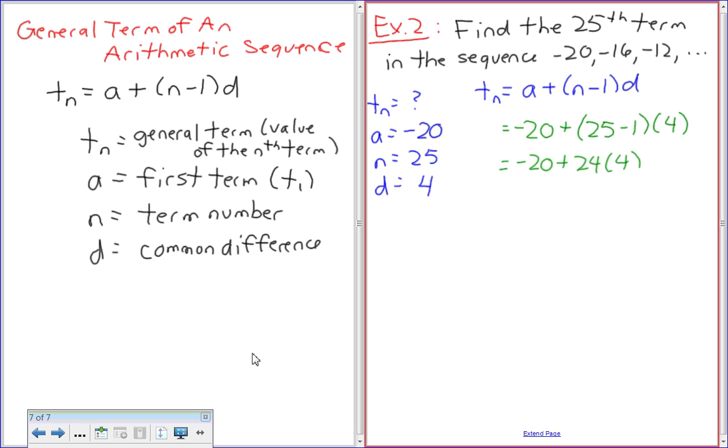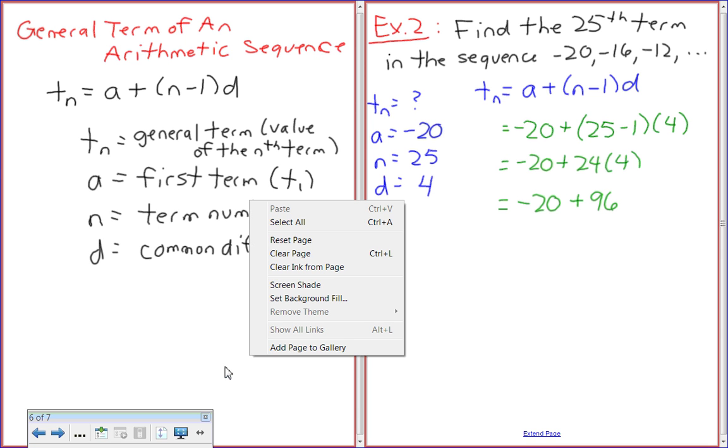All right, Tiana, what is 24 times 4, please? 24 times 4. You don't know what 24 times 4 is? Oh. Okay, so it's 96. Tiana, finish up here. What's 96 minus 20? I said don't be afraid.